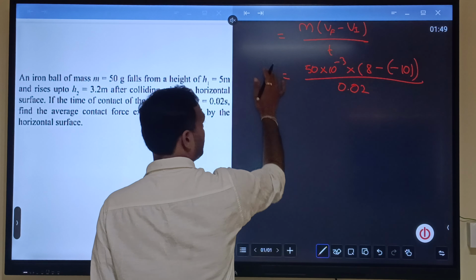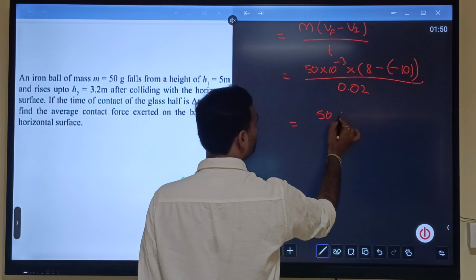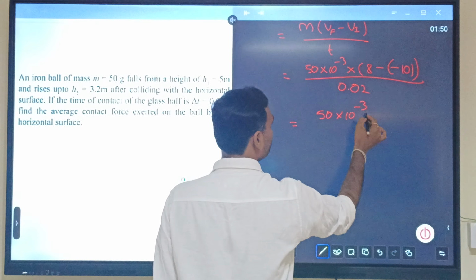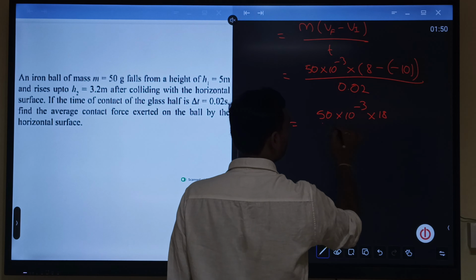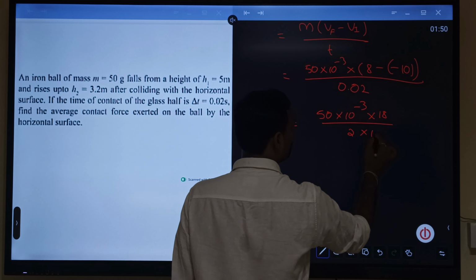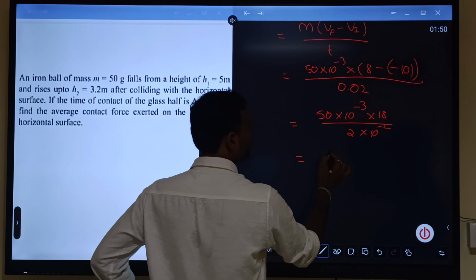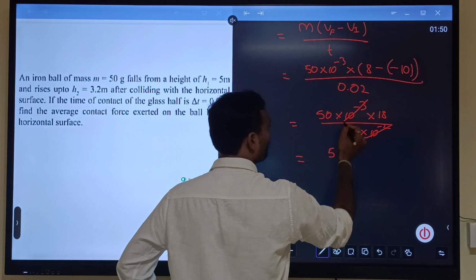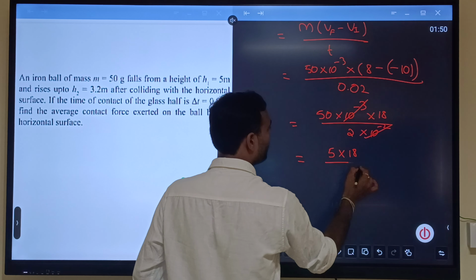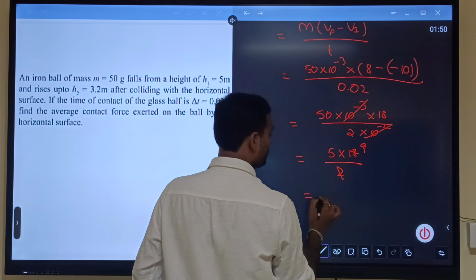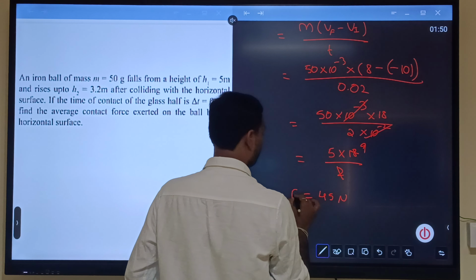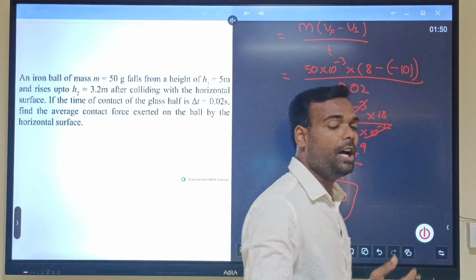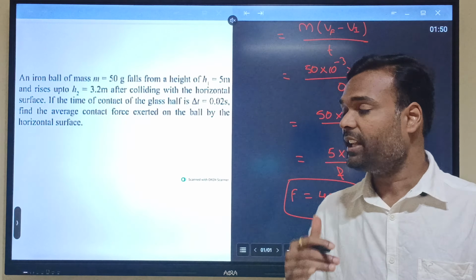Right? Which is equals to 50 into 10 to the power of minus 3 into 18 by 2 into 10 to the power of minus 2, which is equals to 5 into 18 by 2, 9, which is equals to 45 newtons. This is the amount of force exerted on the ball by the glass surface.